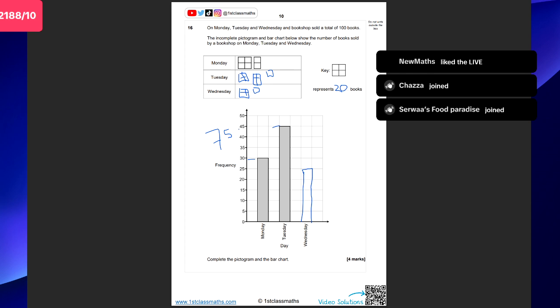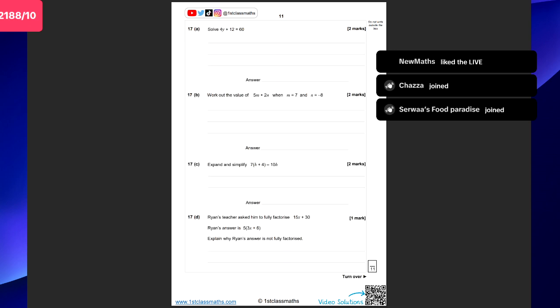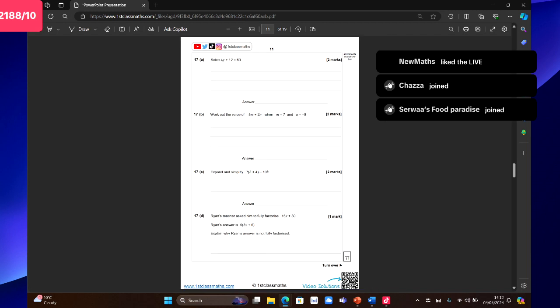5, 4, 3, 2, 1. Let's move on. So looking at some solving equations. This part is starting to look at some higher tier content. So this will be the start of a higher tier paper, these questions. Solving equations.